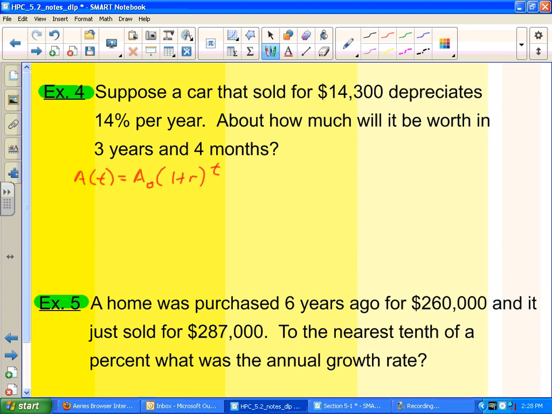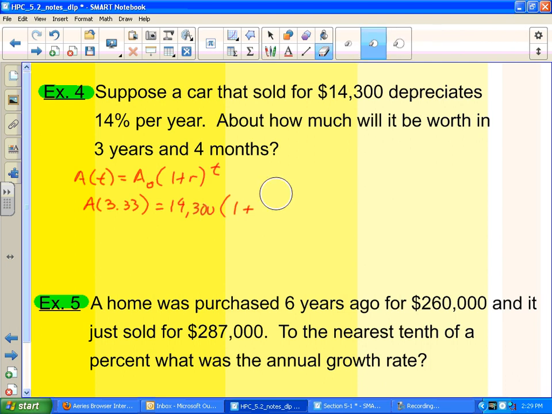So we're looking for how much it is worth in 3 years. We're looking for the A of T. We want that to be 3 years, 4 months, which is 3.33 years. And I started with a $14,000 beginner car. And it was depreciating. So actually, we're not going to add. Depreciating means we remove 14%. And we're going to do that every year for 3.33 years.